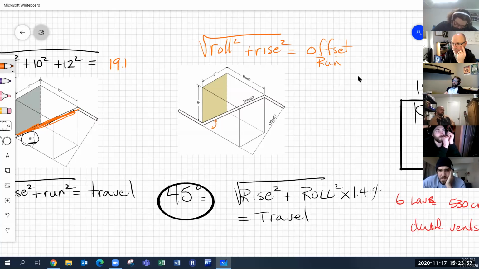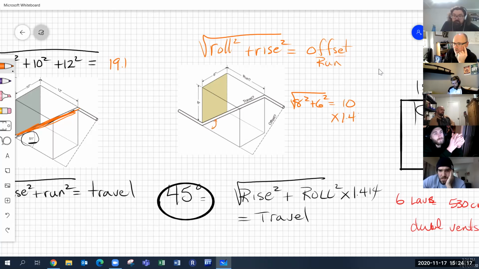So we could do 8 squared plus 6 squared, shift square root. So if I go 8 squared plus 6 squared equals, shift square root, this equals 10. And then I take that and times it by 1.414. And my travel here is equal to 14.14.